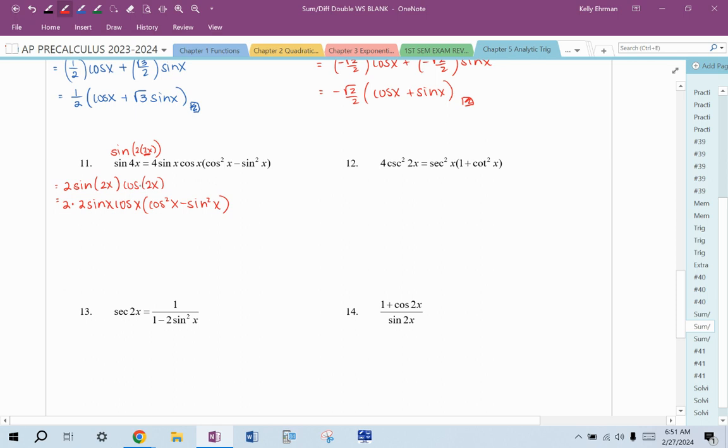And before you start distributing and multiplying, just take a look at the right side. The only thing we need to adjust is that 2 times 2 is, in fact, 4 sine x cosine x. So remember at the top where I said this is not just 4 sine x cosine x. That's part of it, but it's also times all of this.